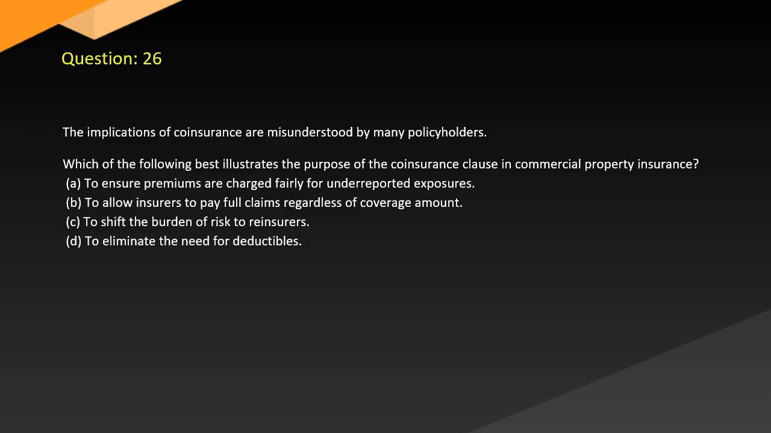Question 26. The implications of coinsurance are misunderstood by many policyholders. Which of the following best illustrates the purpose of the coinsurance clause in commercial property insurance? A. To ensure premiums are charged fairly for underreported exposures. B. To allow insurers to pay full claims regardless of coverage amount. C. To shift the burden of risk to reinsurers. D. To eliminate the need for deductibles.